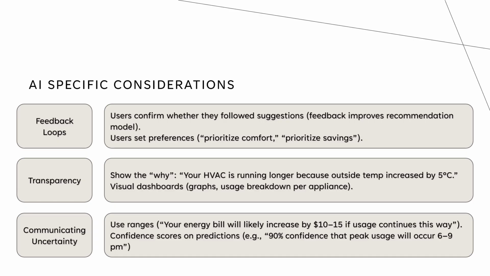And then communicating uncertainty, using ranges as much as possible. So giving insights into ranges, such as your electricity bill will likely increase by $10 to $15 if you continue usage this way. So giving that level of range rather than an exact number, and then also using confidence scores for predictions, such as 90% confidence, or something along those lines, such as prediction confidence as high, medium, or low.